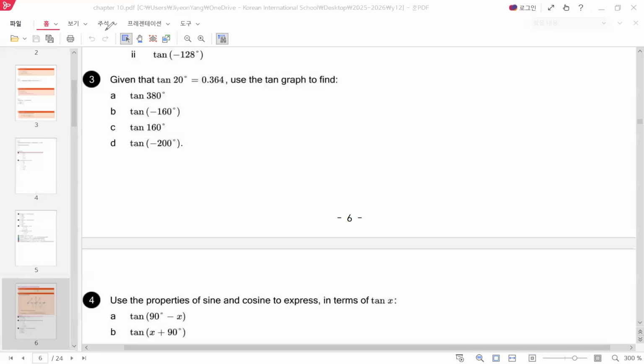Okay, let's solve question number 3, guys. I am going to give you 5 minutes. Please try to solve this question, guys, this one. Page 6, question number 3.